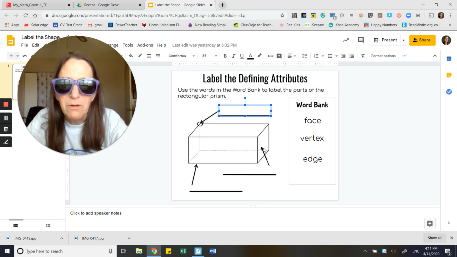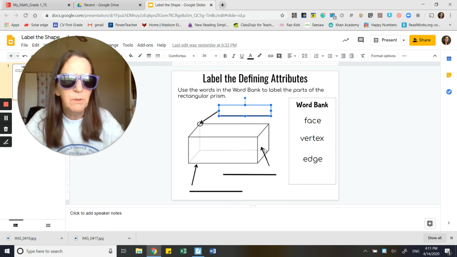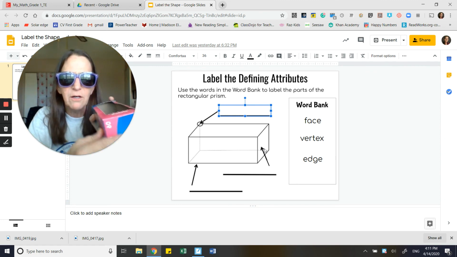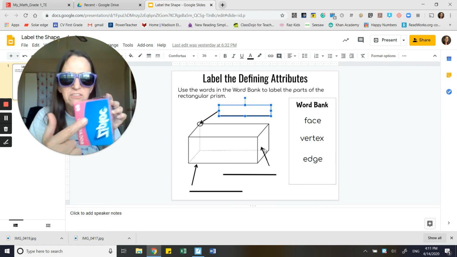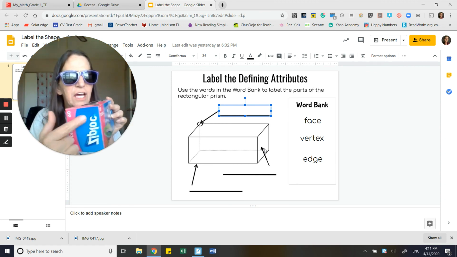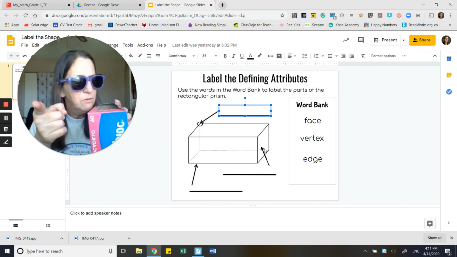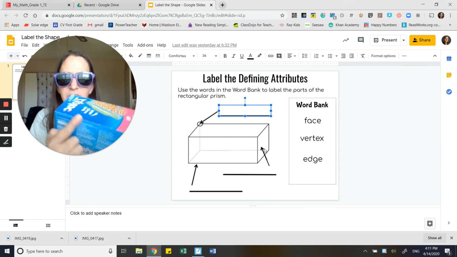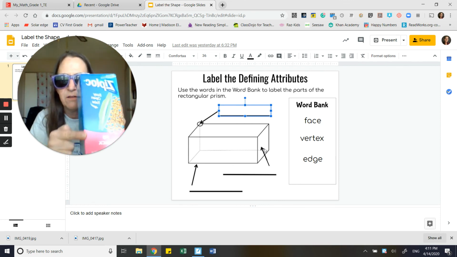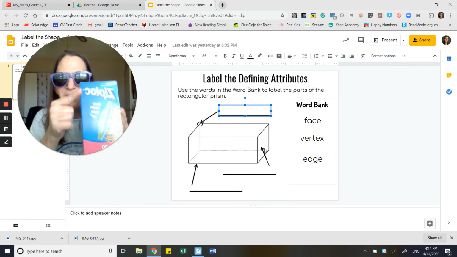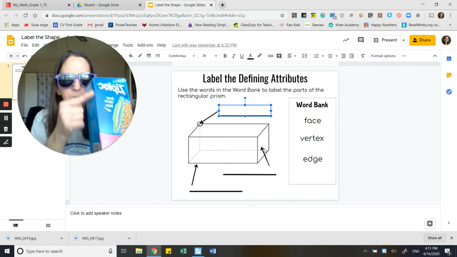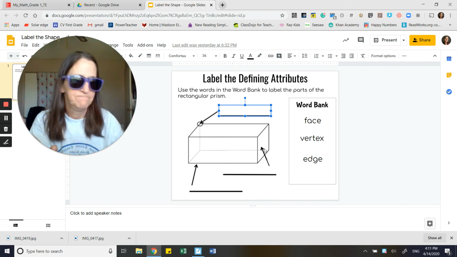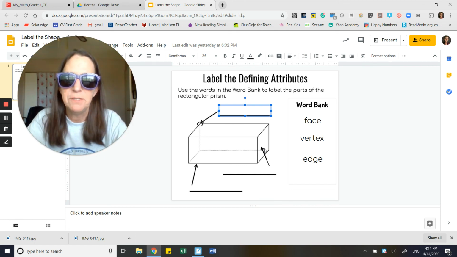What about this part? What is this part of our shape called? Do you remember? When I look at this, what do I call this? Is this a face? Is this a vertex? Or is this an edge? I think you know this one. And then the last one is this line here that goes across the side. Do I call that the face, the vertex, or the edge? Again, easy peasy, isn't it? I know you got this, okay?